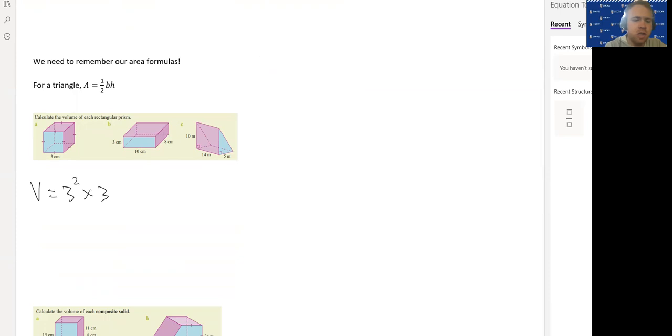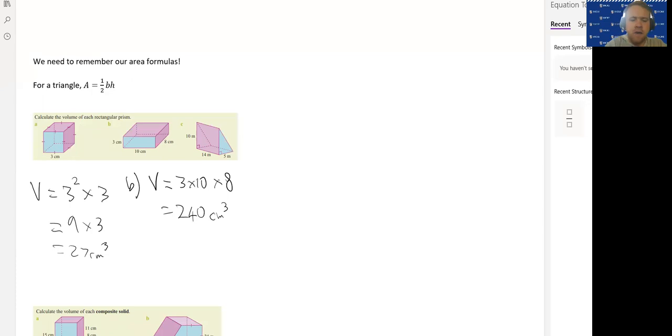Now we could have just written 3 cubed and that would have been correct, but I just want to show you that this part is the area and this part is the height. So we get 9 times 3, which is 27 centimeters cubed. For this one here, the area of the front face is 3 times 10, and then the height we just times by 8 again. So we get 30 times 8, which is going to equal 240 centimeters cubed.